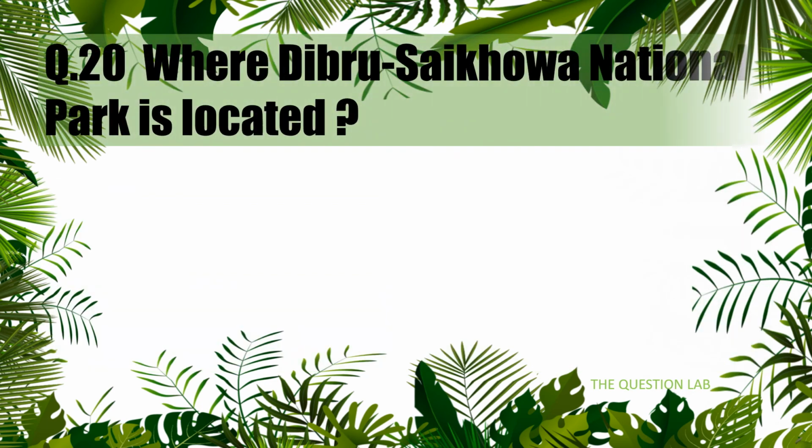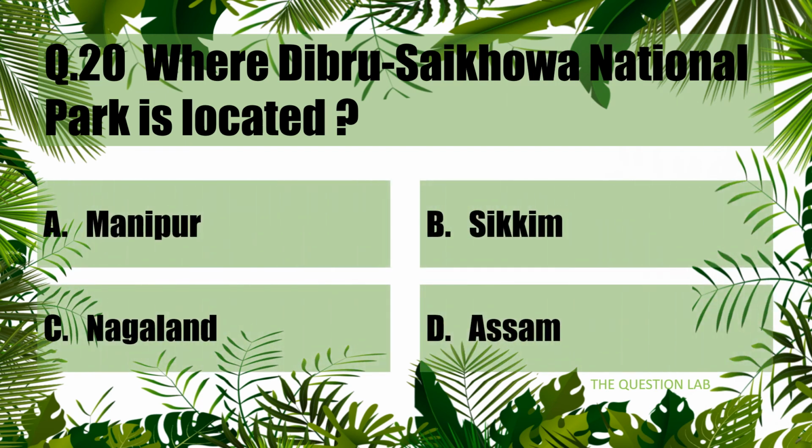And the last question, question number 20, where is Dibru-Saikhowa National Park located? The options are. The correct answer is option number D, Assam.